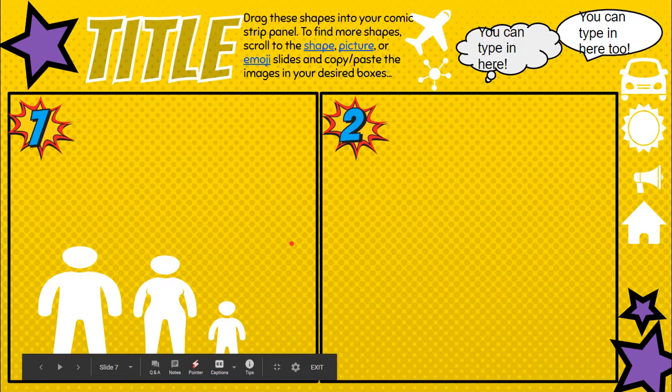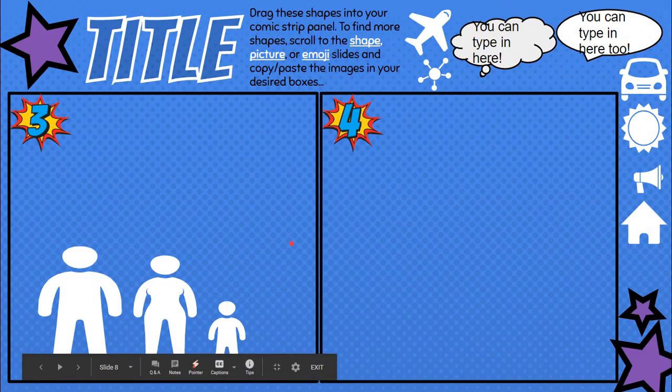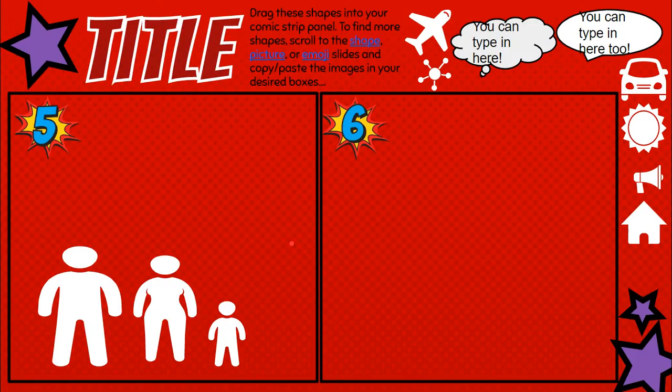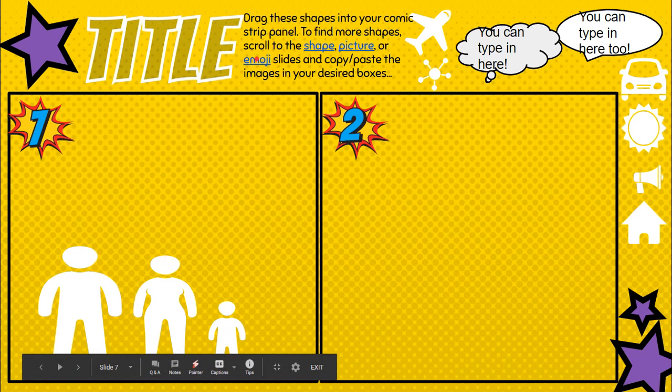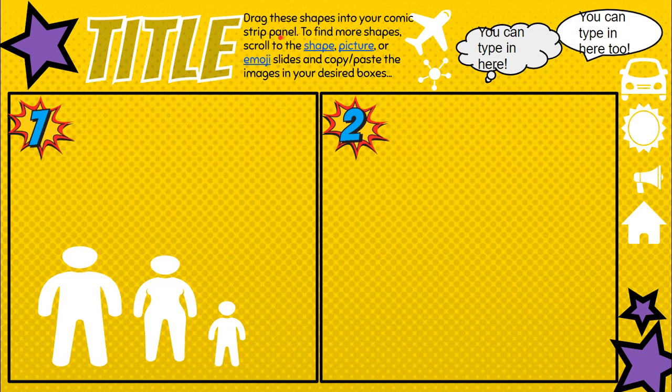So these are the slides, this one, and this one, that I provided for you to create your comic strip. And I've provided several of these little icons and pictures that you can drag and drop into your boxes if you wish to. It also says drag these shapes into your comic strip panel. To find more shapes, scroll to the shape, picture, or emoji slides and copy paste them.